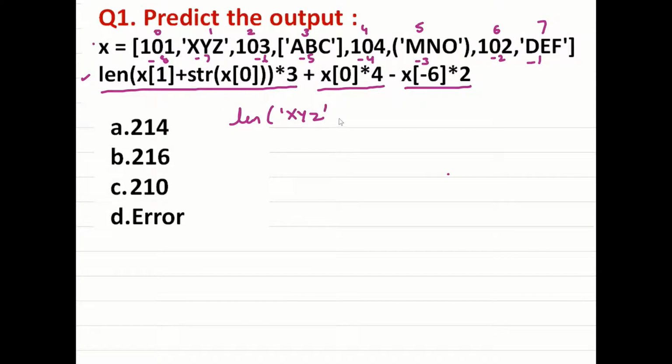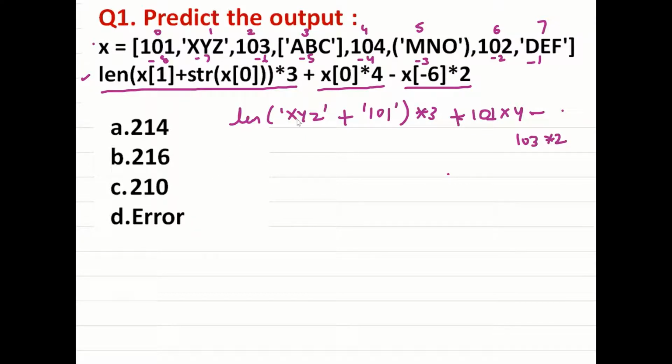Now x of 1 length, first we will place the values. X of 1 is xyz. Then typecasting is done. X of 0 is a number which is converted into string, and then it is multiplied by 3. And the rest of the statement will be as it is. So here we are also placing the values. X of 0 is 101 multiplied by 4 minus x of minus 6. X of minus 6 is 103. So here is 103 multiplied by 2.